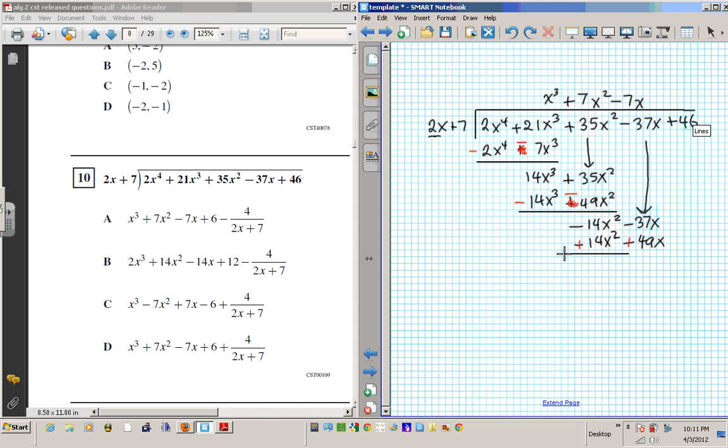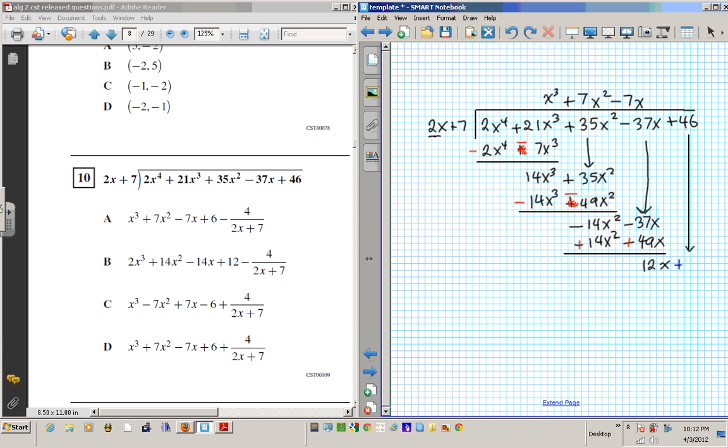We're going to add downwards. The 14s cancel out, but if I combine these downwards, I'm going to have 12x, okay? So this is going to be 12x. And then I'm going to bring down the 46 all the way down here. Okay, so plus 46.